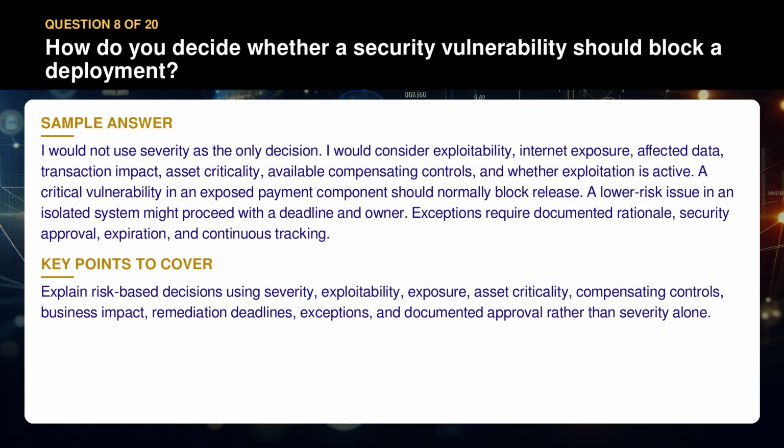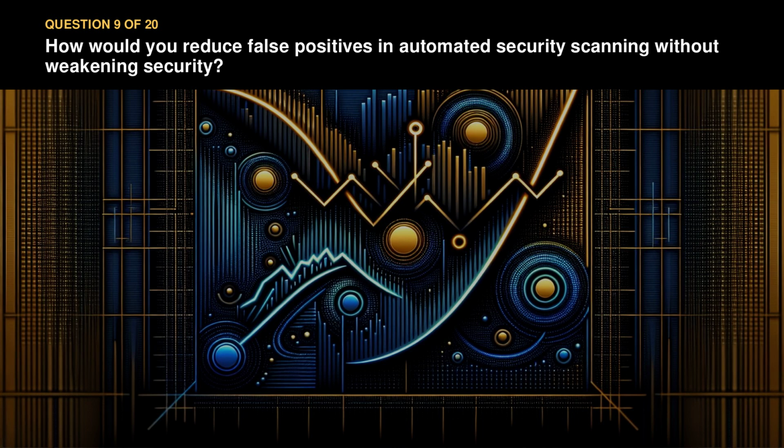Explain risk-based decisions using severity, exploitability, exposure, asset criticality, compensating controls, business impact, remediation deadlines, exceptions, and documented approval rather than severity alone. Question 9. How would you reduce false positives in automated security scanning without weakening security?